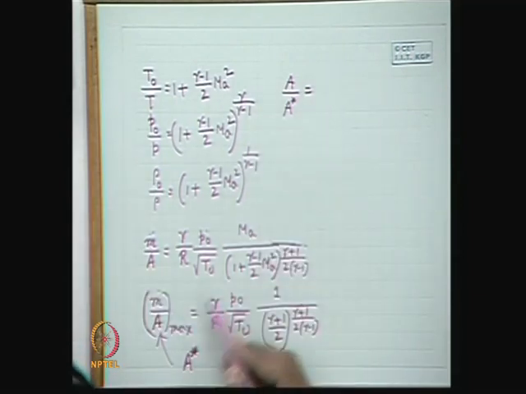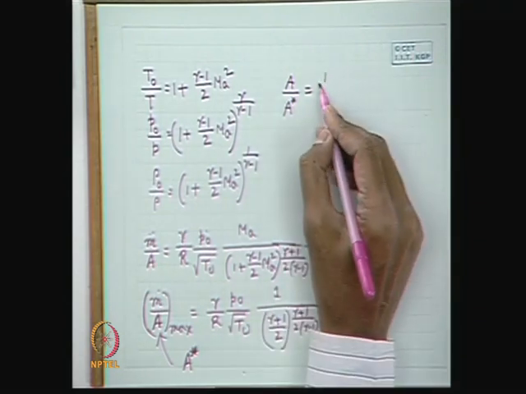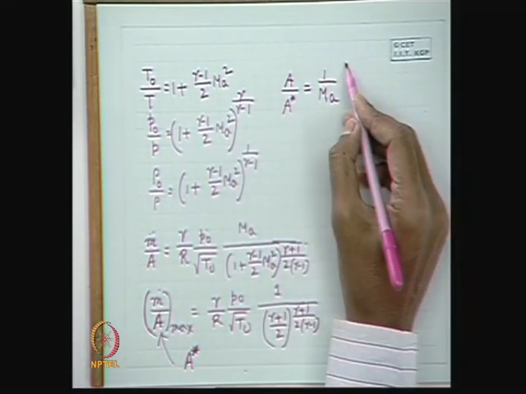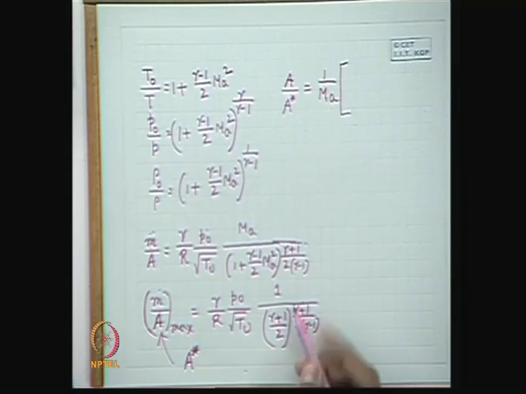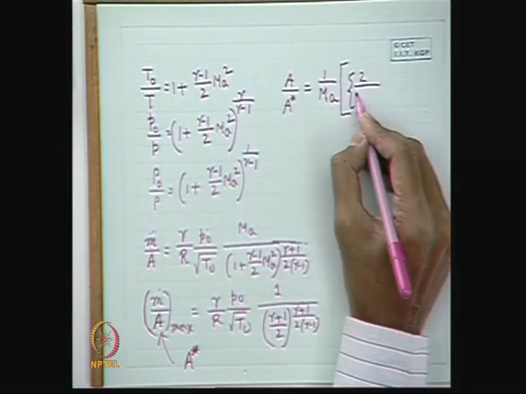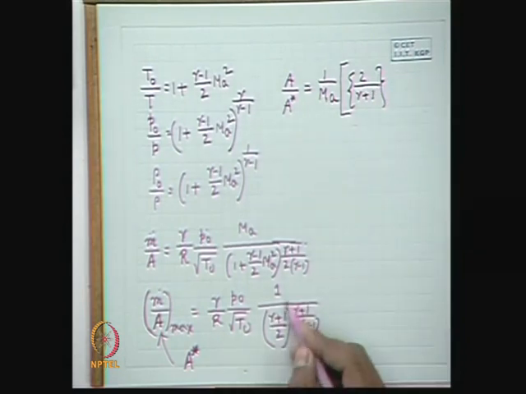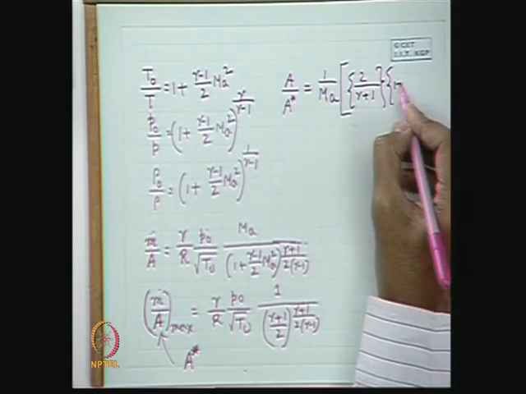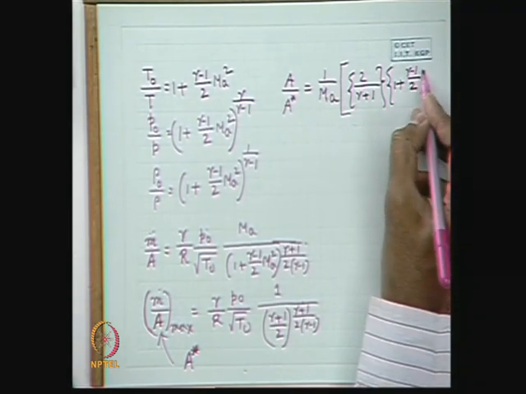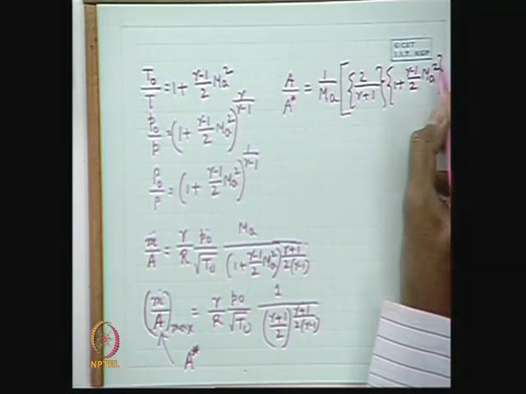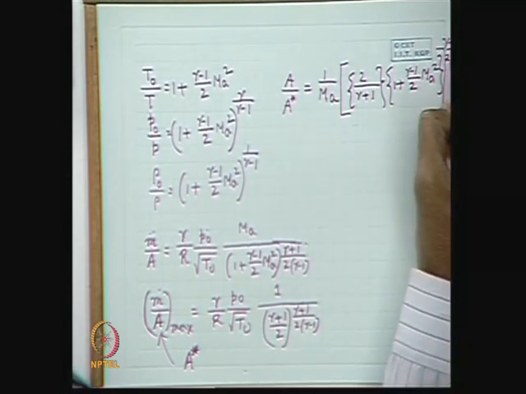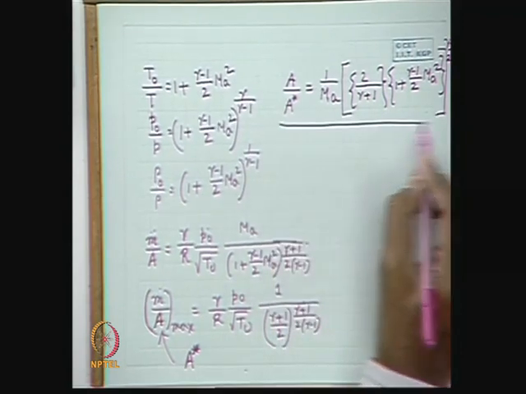A by A star, if we divide this with this, we will get 1 by Ma, the Mach number, into 2 by gamma plus 1, and this comes on the top: 1 plus gamma minus 1 by 2 Ma square, everything raised to the power gamma plus 1 by 2 into gamma minus 1. So this is a very important relation.